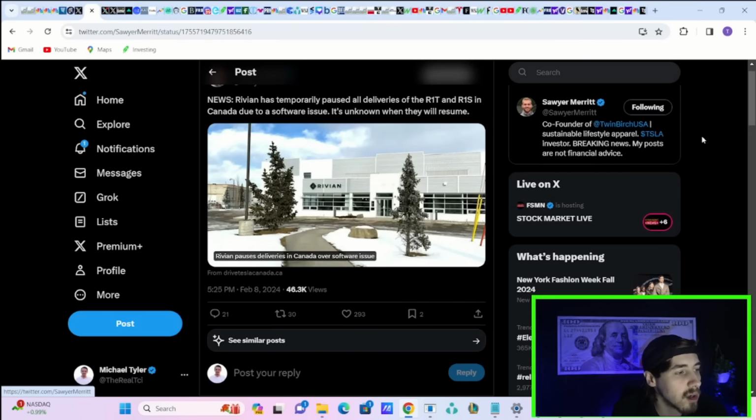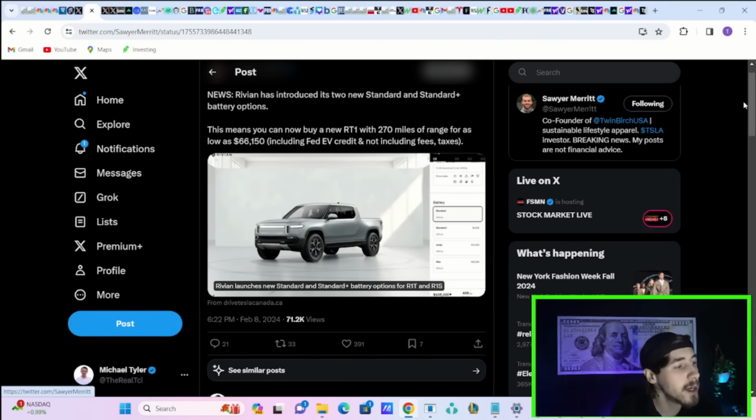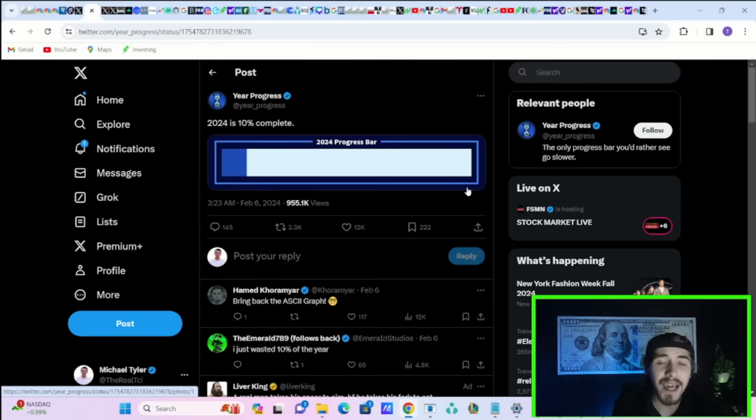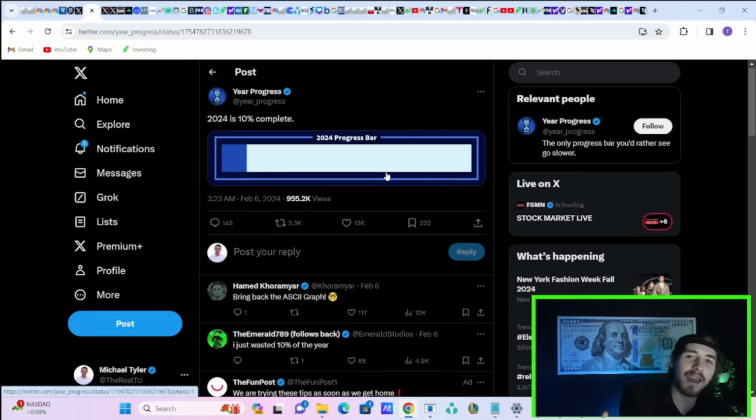Rivian has temporarily paused all deliveries of the R1T and R1S in Canada due to software issues. It's unknown when they will resume. Rivian has now introduced its new Standard and Standard Plus battery options. This means you can now buy an R1T with 270 miles of range for as low as $66,150, including the federal EV credit and not including fees or taxes. But in case you're unaware, 2024 is already 10% over with. At this point, as a Tesla stock investor, I'm ready for 2024 to be over with. On to 2025, where brighter days are ahead for Tesla investors.